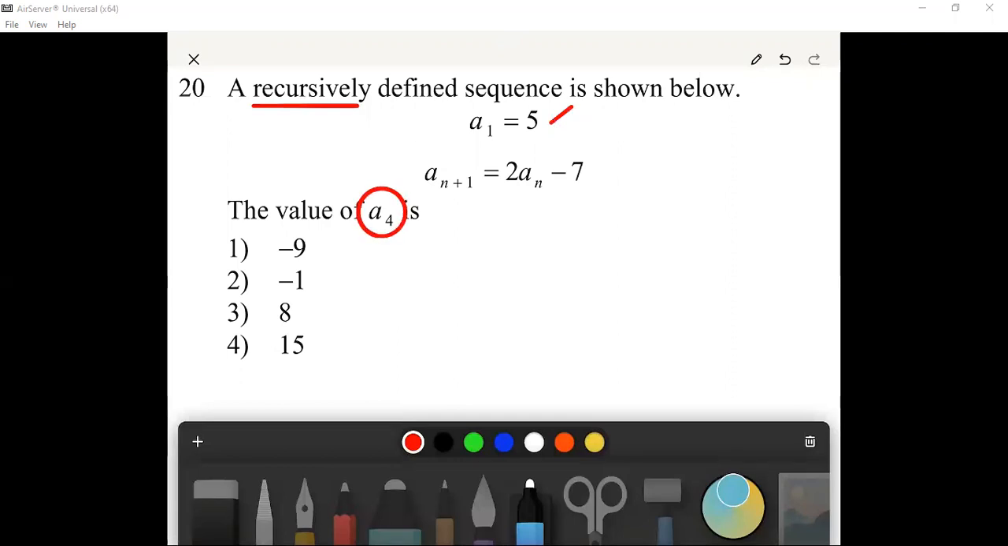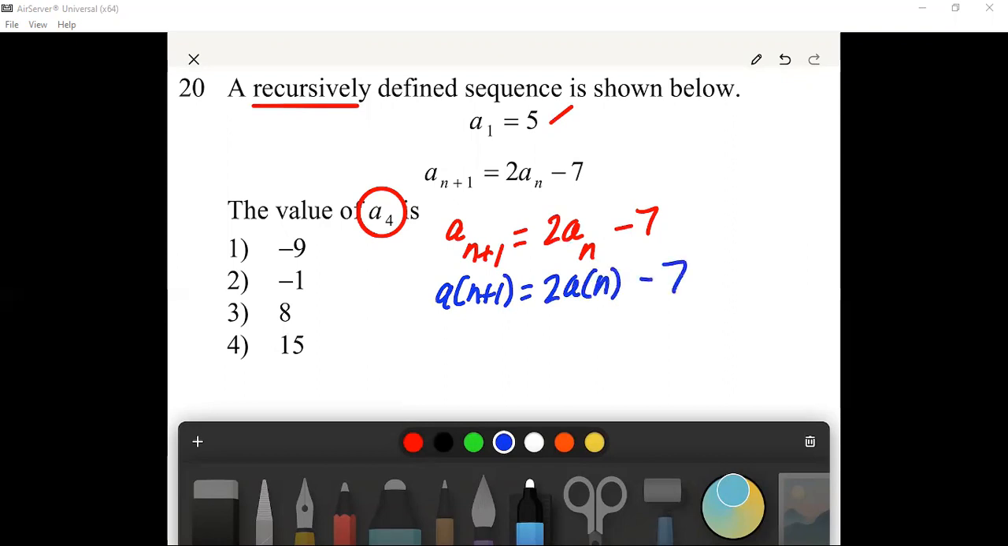Now, the only thing that you have to do for recursive sequences is in place of the subscripts, you're going to put parentheses. I'm going to say that again. In place of the subscripts, you just use parentheses. So this says a subscript n+1 equals 2 times a sub n minus 7. So in place of the subscripts, we're going to put a(n+1) equals 2 times a(n) minus 7. That's it. Once you do that, you're going to enter that, press enter, and it's going to help you find the fourth term. So let's go.